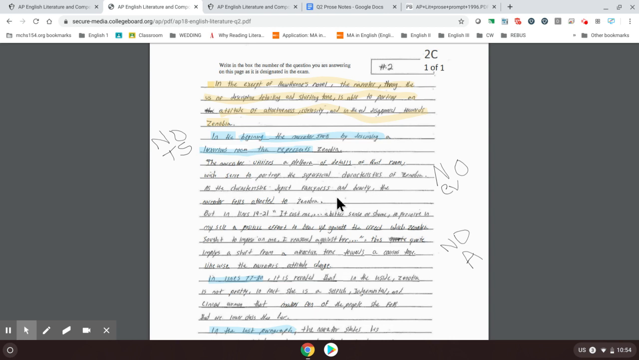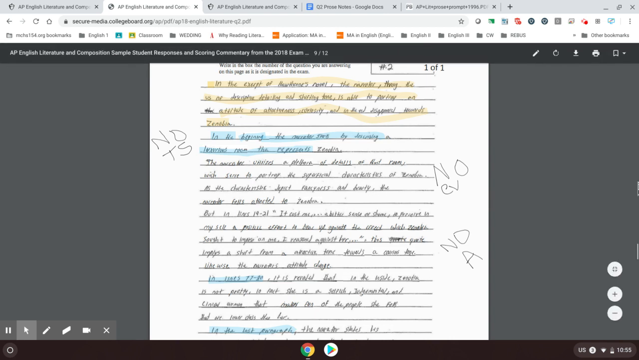All right, so following the quote, it says, this quote implies a shift from the attractive tone towards a curious tone. Likewise, the narrator's attitude changes. So again, we've got that observation. There's a shift from attractive to curious, and no explanation of why that happened or how that happened.